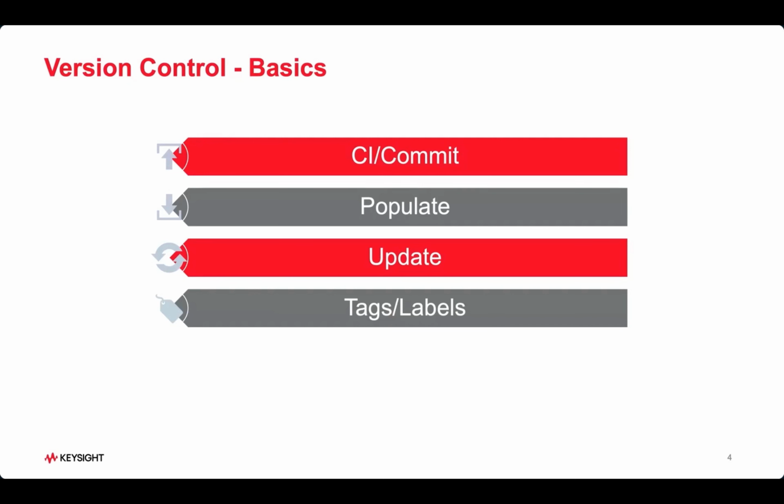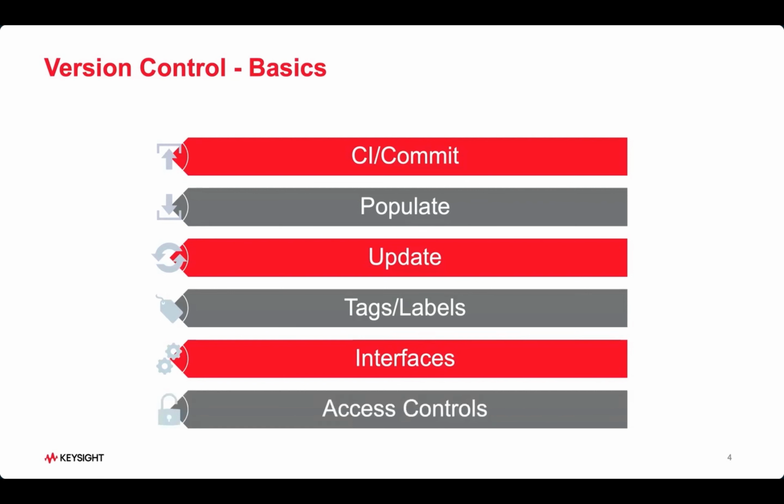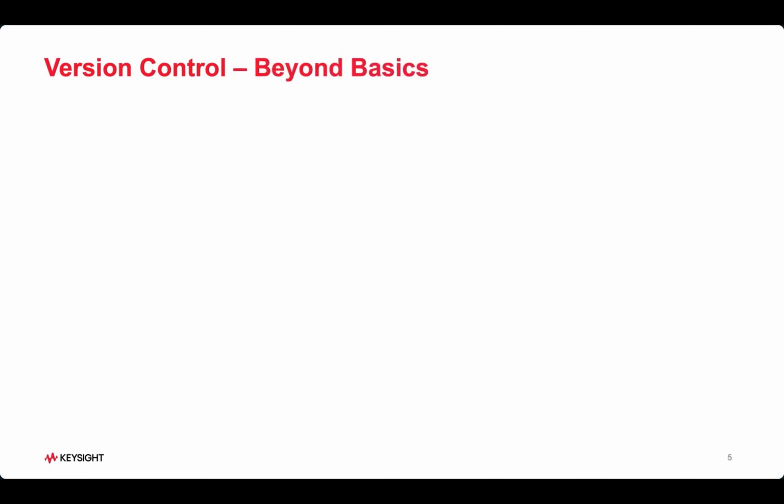Assigning tags or labels to the revisions so we can pass the data along to different team members or different teams that are working on the project. Having various interfaces accessing the version control system, is it going to be through a UI? Is there a command line? So these are, again, various entry points to the tool. And lastly, how does the tool handle my access controls to the data as well? So these are some of the basic functions that customers look for.